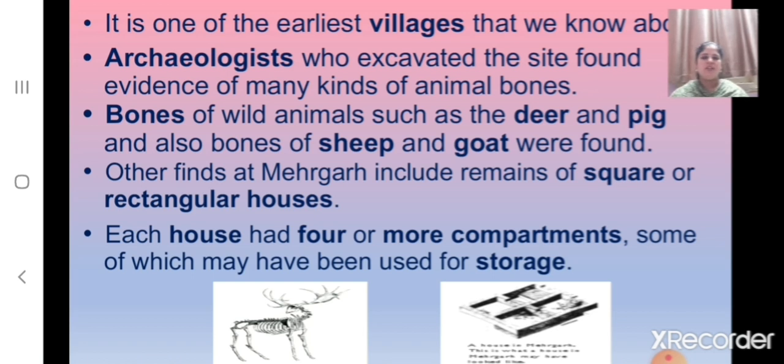The archaeologists who have excavated the site found evidence of many kinds of animal bones. Bones of wild animals such as the deer and pig, and also bones of sheep and goat were found. Other finds at Mehrgarh include the remains of square or rectangular houses, and each house had 4 or more compartments, some of which may have been used for storage.